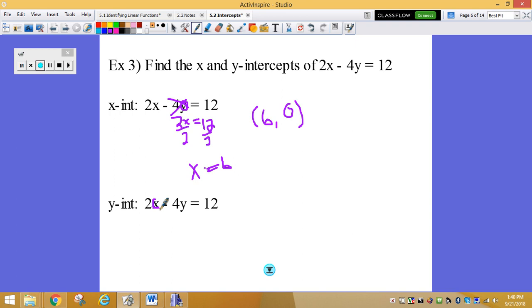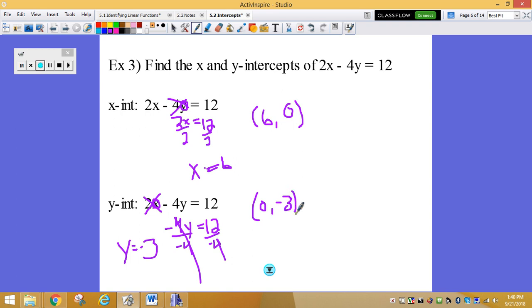Here, plug in 0 for x, so those go away. Now make sure you bring down a negative 4y equals 12. You'll divide by negative 4. And 12 divided by negative 4 is negative 3. So your y-intercept is at 0, negative 3.